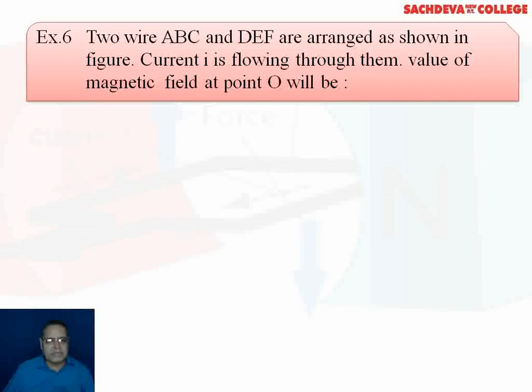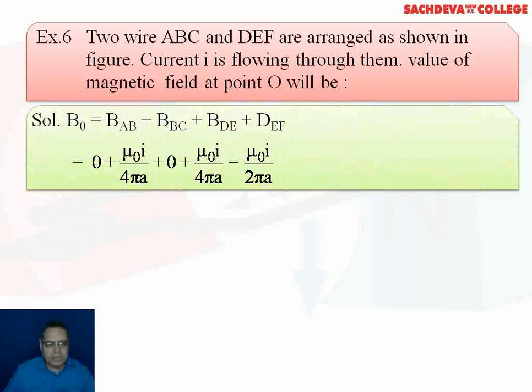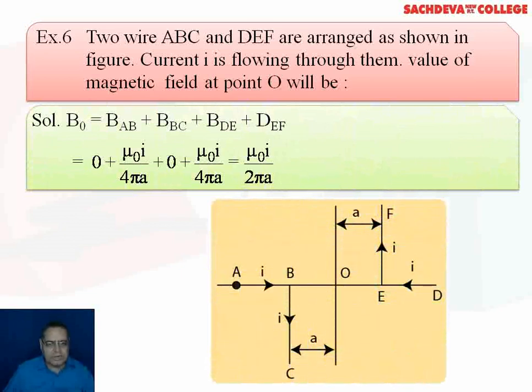Now in example number 6, two wires ABC and DEF are arranged as shown in the figure. Current I is flowing through them. Value of magnetic field at O will be. Now see the figure again. In the figure, the arrows indicate the direction of current. Distance from B to O or O to E is taken as A, and there is a wire FE and the wire BC.